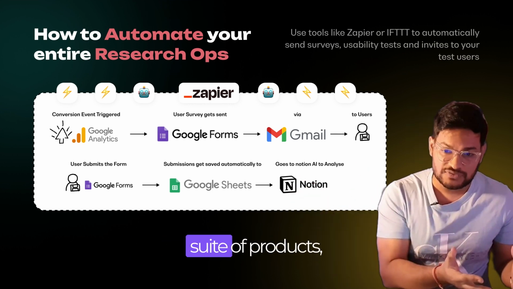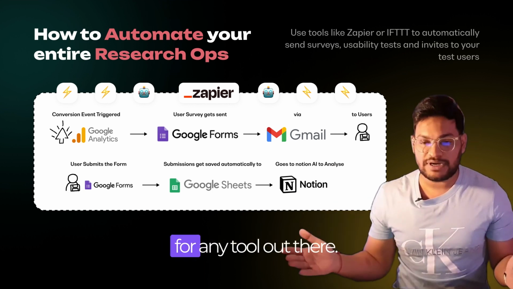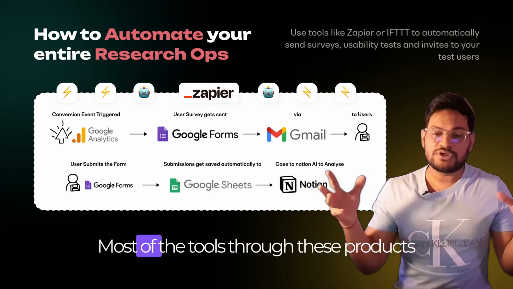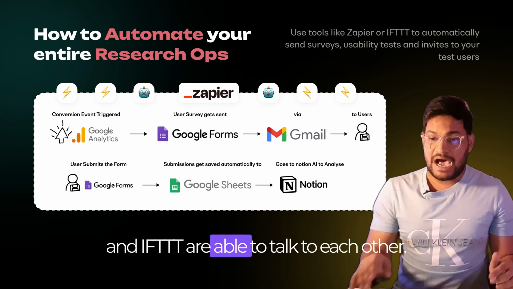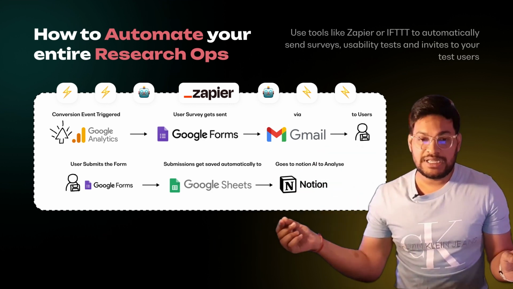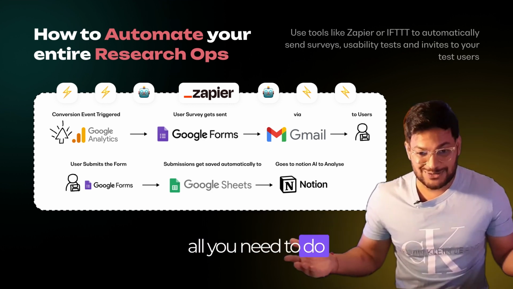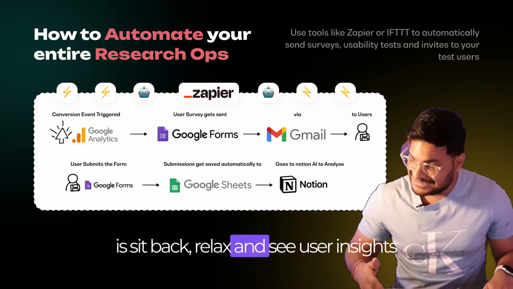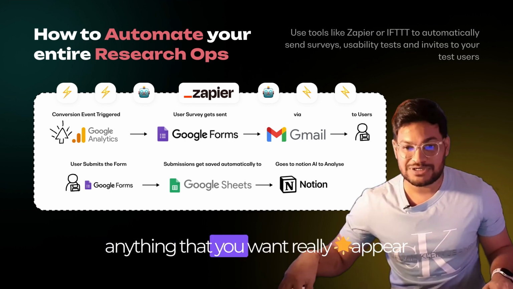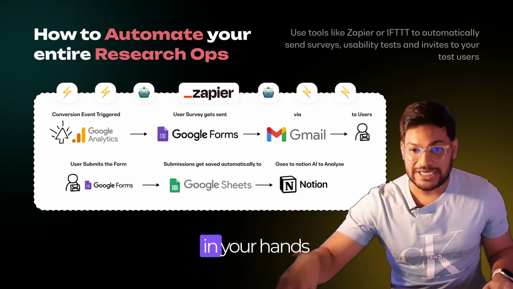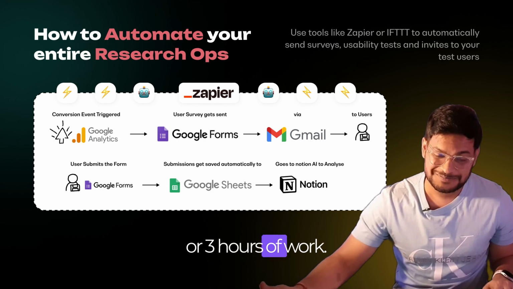And you can do this for literally any suite of products. If you have Microsoft suite of products, you can create a zap for that. You can do that for any tool out there. Most of the tools through products like Zapier and IFTTT are able to talk to each other. And once different softwares start to talk to each other, all you need to do is sit back, relax, and see user insights about anything that you want appear in your hands with less than 2 hours of work or 3 hours of work.